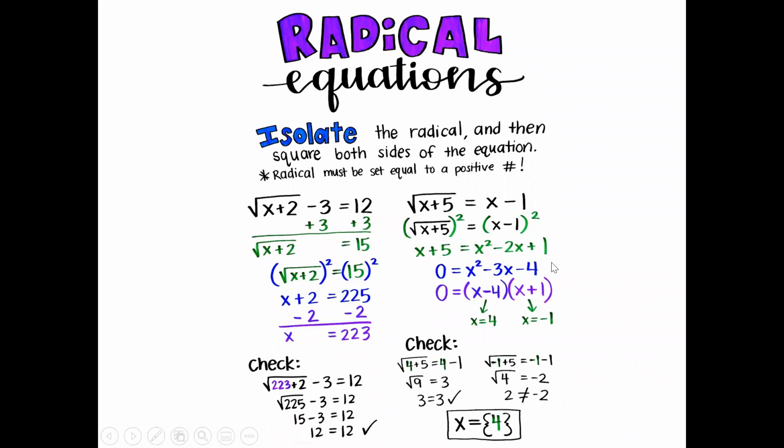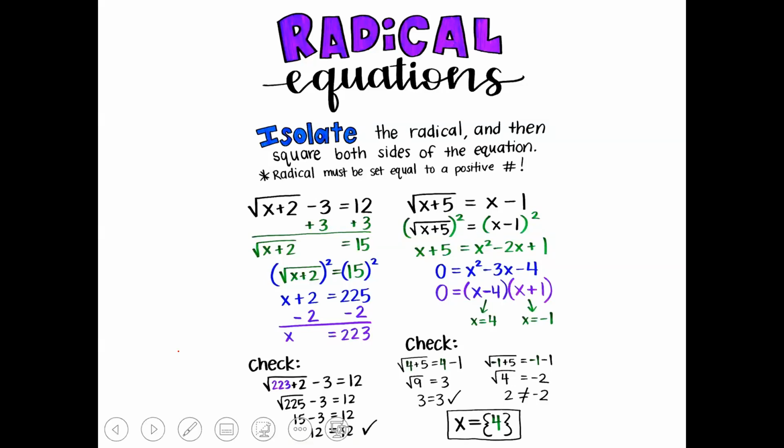Okay, so radical equations. Here are just a few examples of the two types. In your radical equation, you're going to have a square root sign. So this time we're going to take the square of each side. But the number one thing with radical equations is you have to get the square root by itself.